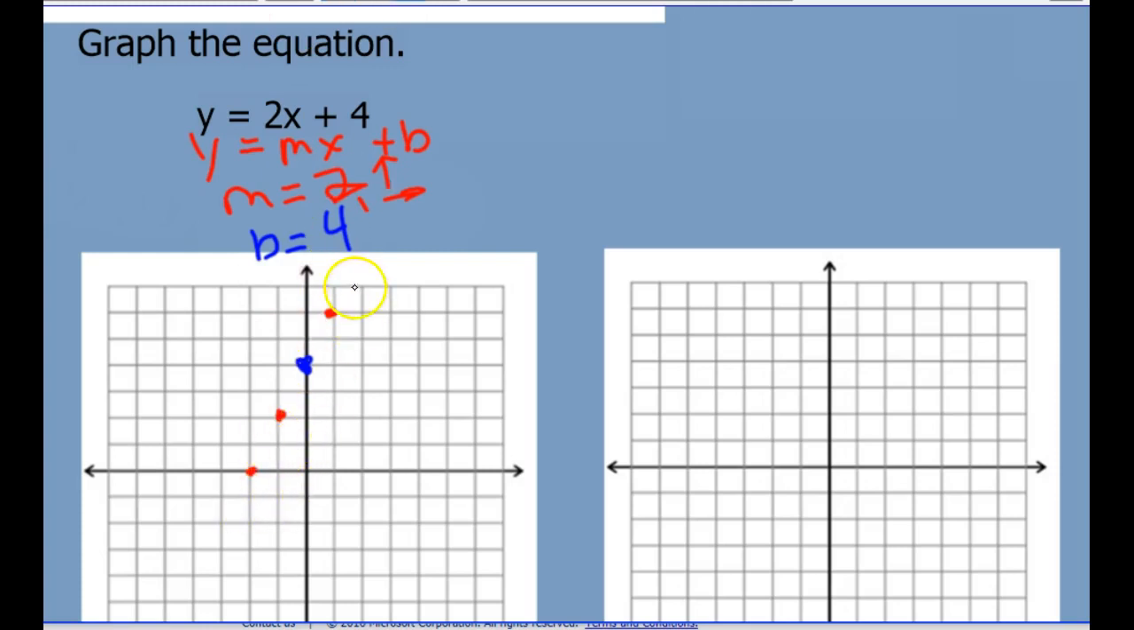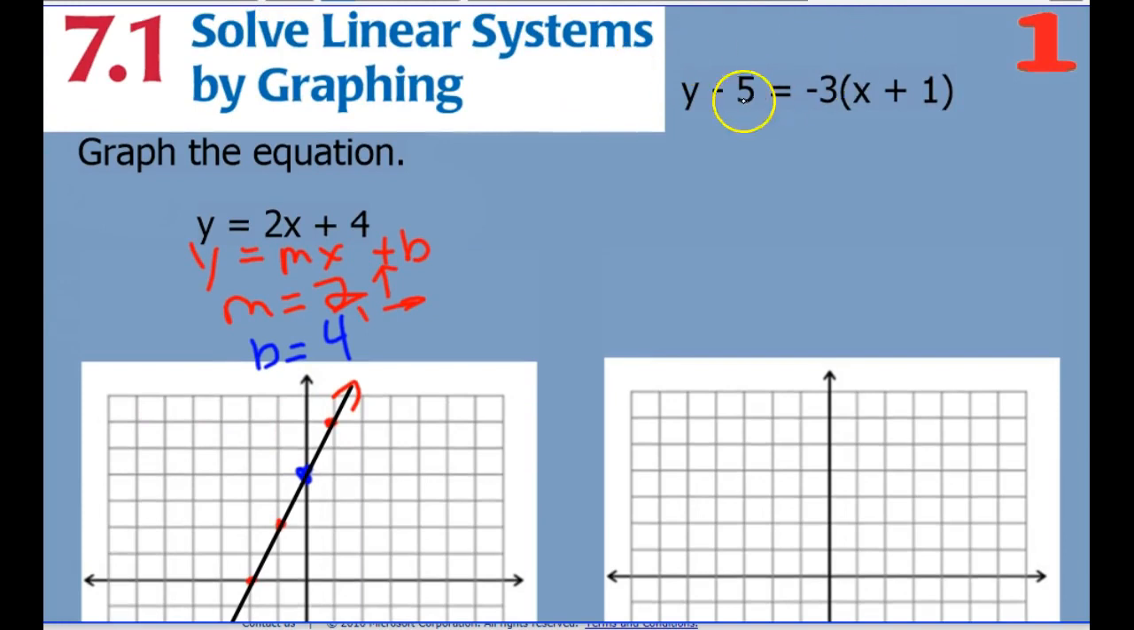So once we have some points, we can go ahead and graph this line by drawing a line straight through them. So we have a straight line going positive. The next one, we have an equation in point-slope form. We need to get it to slope-intercept form, the y equals mx plus b, first before we do anything.